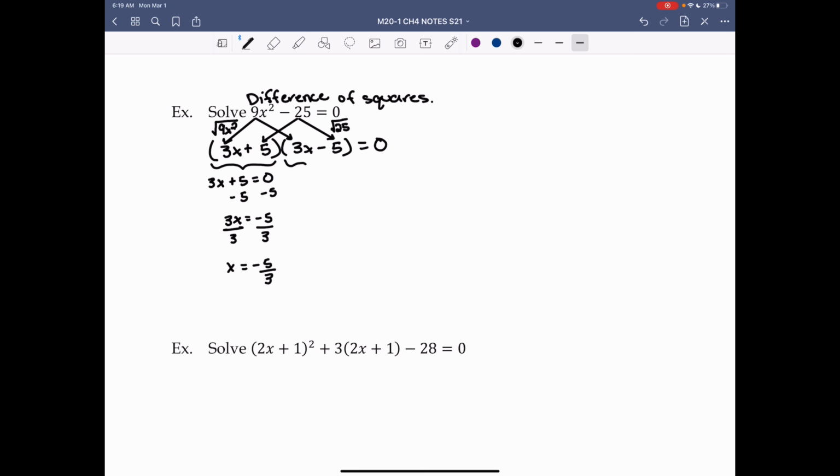And then when is the second factor equal to 0? 3x minus 5 equals 0. Add 5.